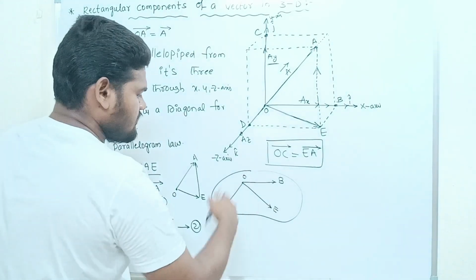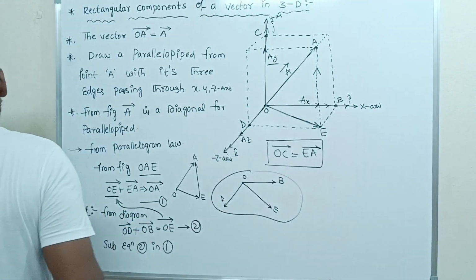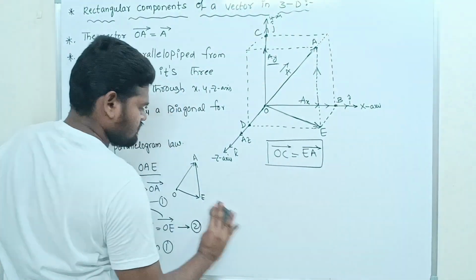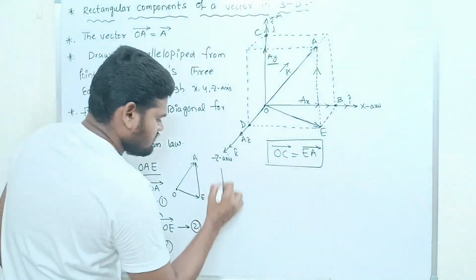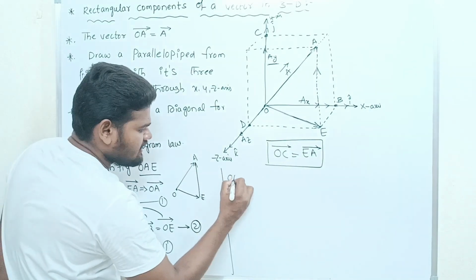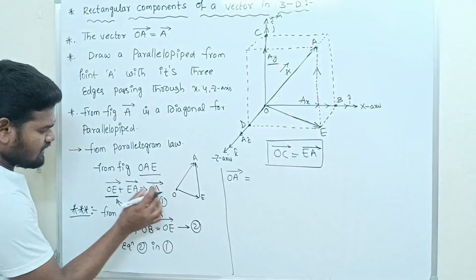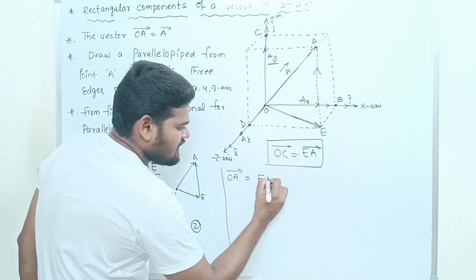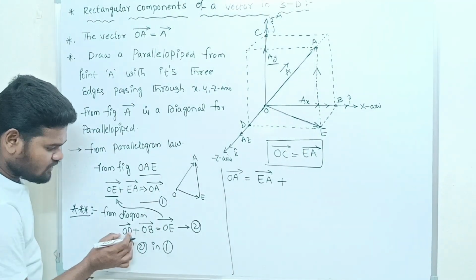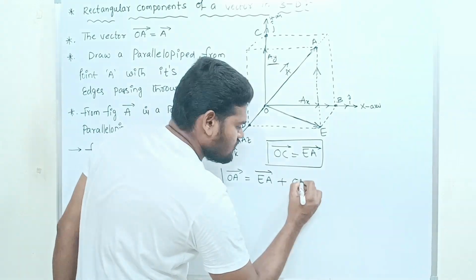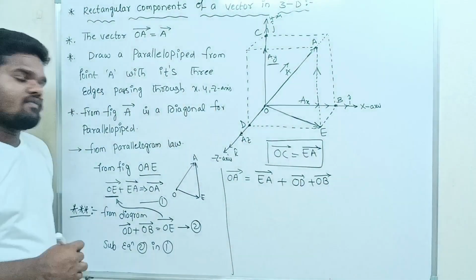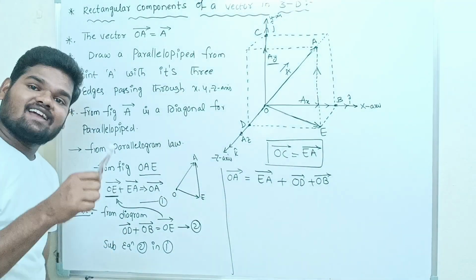So what is OE? I'm going to rub this one. If we substitute the OE value here, we will get OA bar is equal to EA bar plus OE. OE is nothing but OD bar plus OB bar. Any doubts?